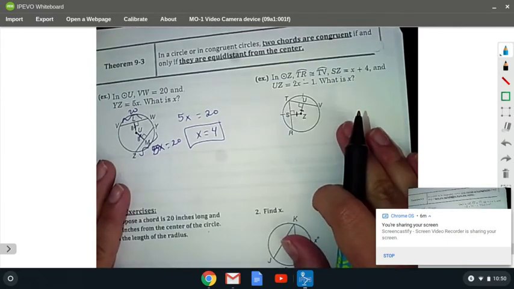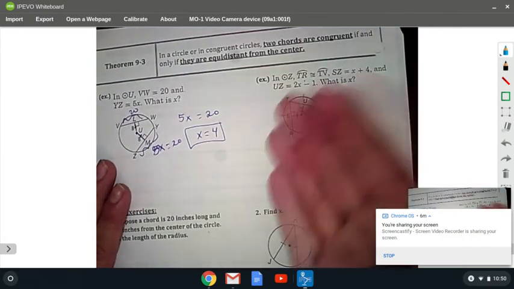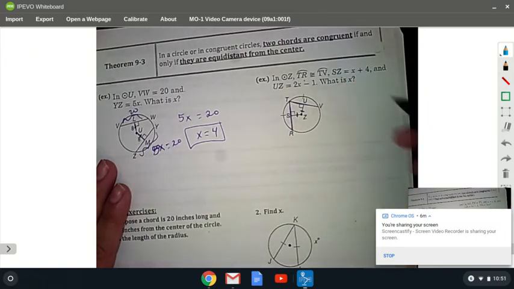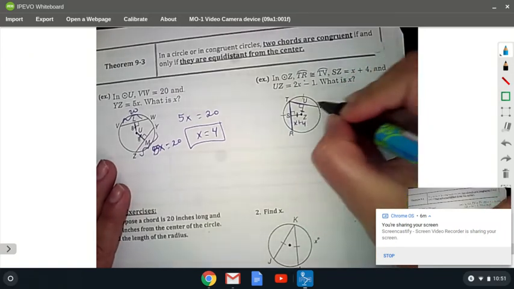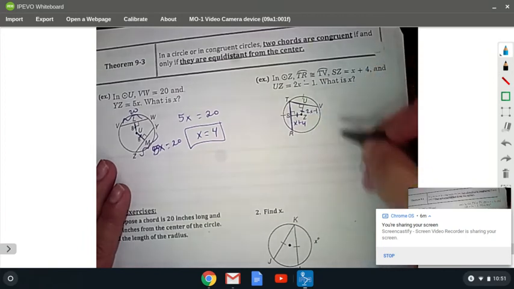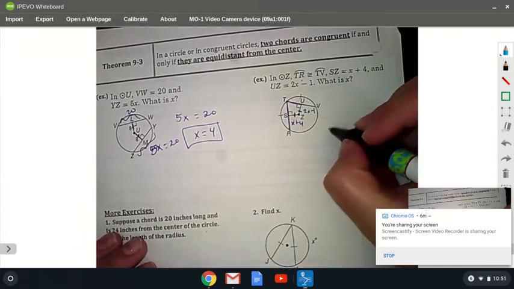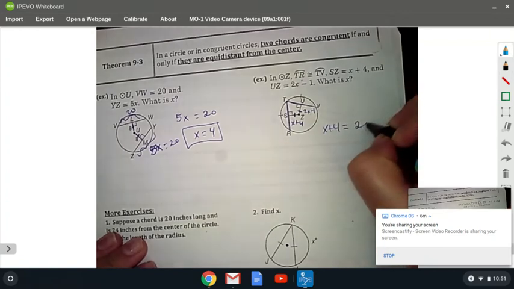For this one here, it's a little different. They're now taking the opposite. They told us these chords are equal. Now they're giving us x plus 4 and 2x minus 1. If the chords are equal, they must be equidistant from the center. So we can go ahead and set those equal to each other.